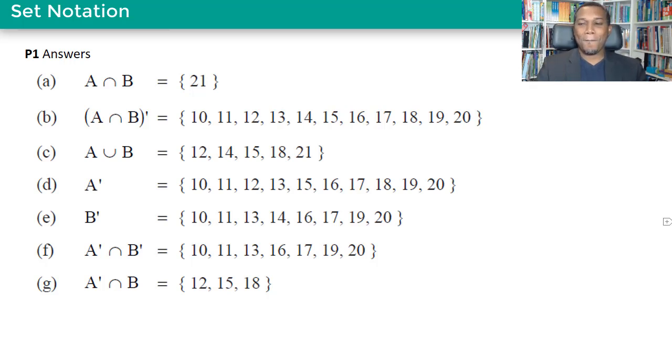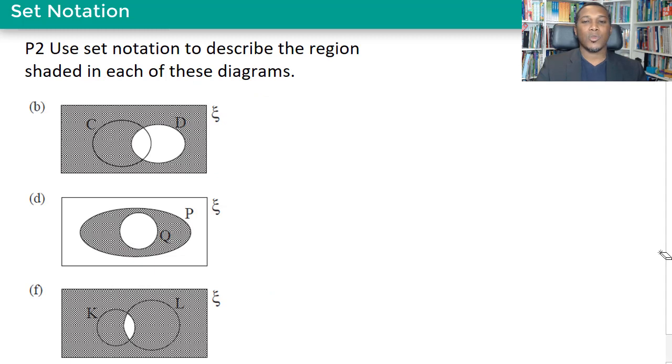Okay. Pause, finish marking your work, and I'm going to move on to the next question. So this is the next one here. Now I've given you some regions. I want you to use set notation to describe each of the shaded regions. So you're using set notation to describe each of the shaded regions. Pause, and you have a go at that one.